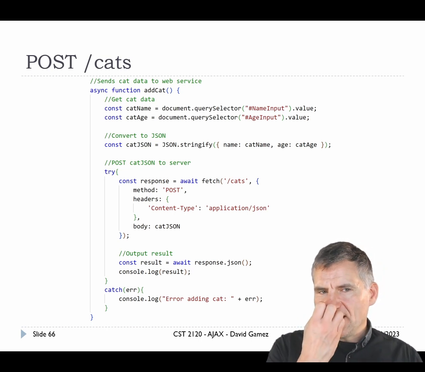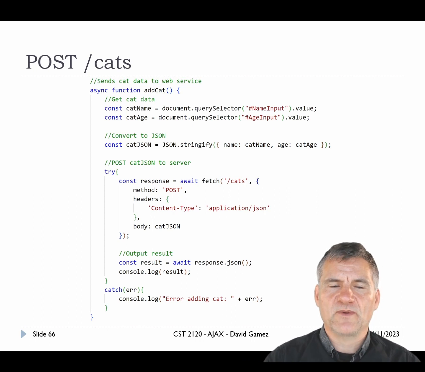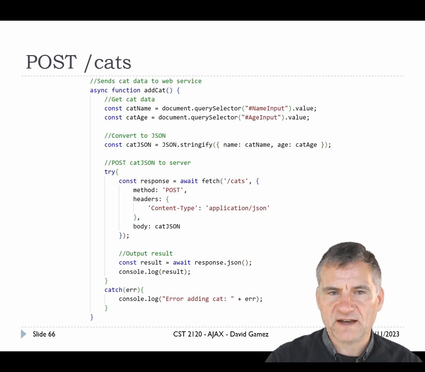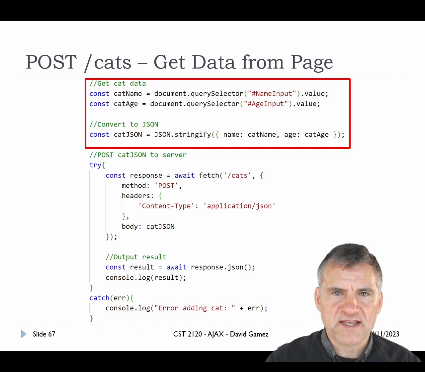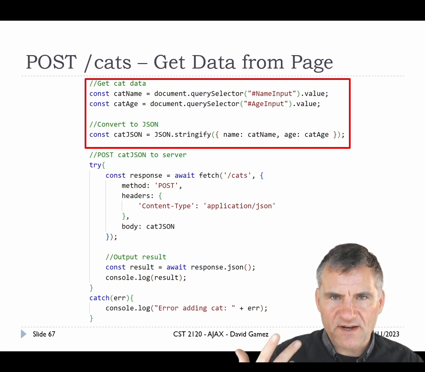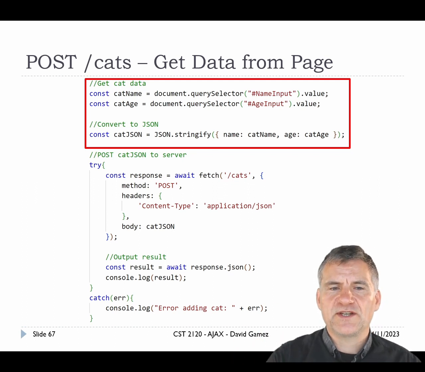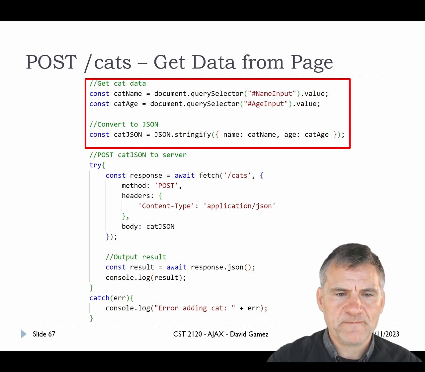All right, so that's using fetch to get stuff. Now I also need to talk about using fetch to send, or post, stuff to the server. It's nothing revolutionary here. It's basically the same with a couple of bells and whistles. As usual, we need to get the cat data out of the input fields, the name and the age, and we convert it to a string. We still have to convert it to a string to send it to the server.